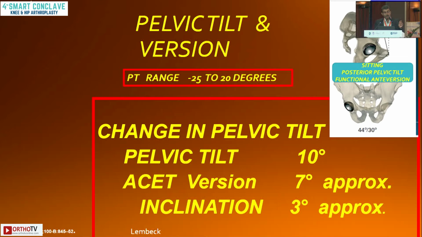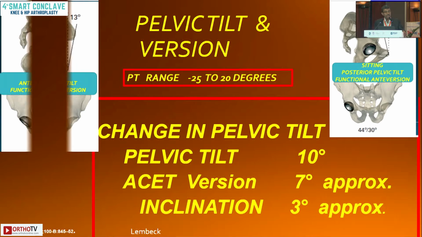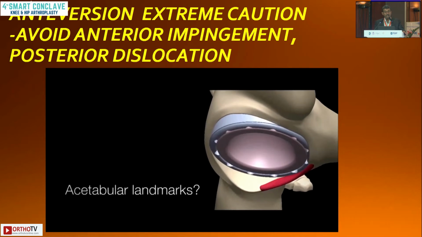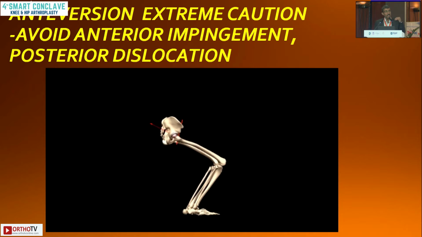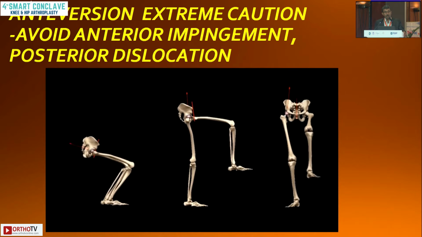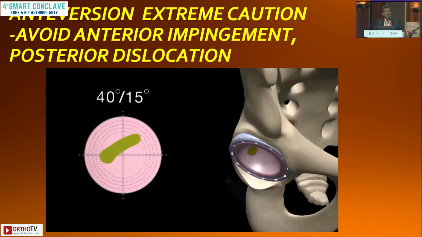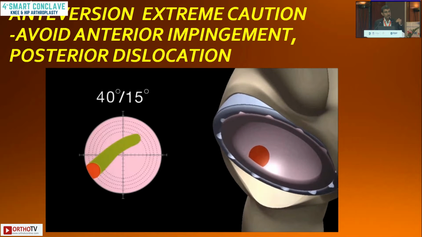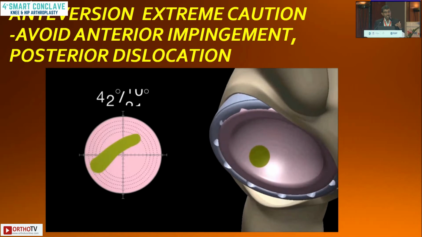There's an approximate 7 degree change in version and an approximate 3 degree change in inclination. So in a sitting position, there's what we call a functional anteversion, and in a standing position, there's what we call a functional retroversion. That's what we all have to bear in mind. Now, if you go ahead and implant the cup in the normal position, there could be what we refer to as impingement in either the anterior or the posterior aspect.